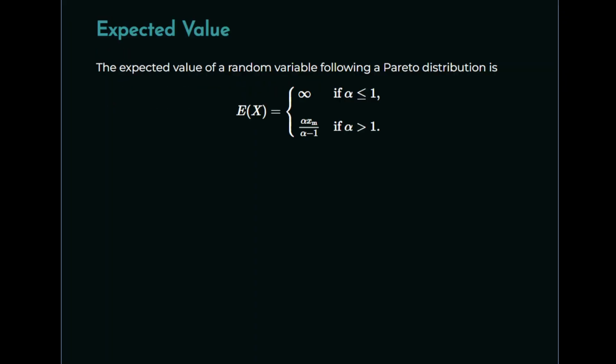The expected value of a random variable following a Pareto distribution is as follows. The expected value of x equals infinity if alpha is less than or equal to 1. In this case alpha is 3, so we can ignore that case. Or it is alpha times xm divided by alpha minus 1 if alpha is greater than 1. So it's that second case that we are interested in. There'll be a couple of these cases, so you have to be particular about this sort of stuff. I will be a little bit particular, but for the sake of time I won't spend too much time on it, but you should.